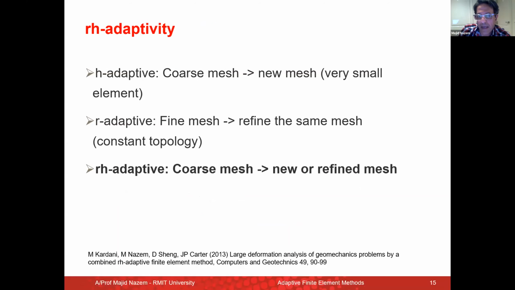Now we can combine RH adaptivity to take advantage of H adaptive as well as R adaptive techniques. So in the RH adaptive strategy, we start with the coarse mesh, and then during the analysis or during the increments, we may generate a new mesh or refine the mesh. So both are possible.